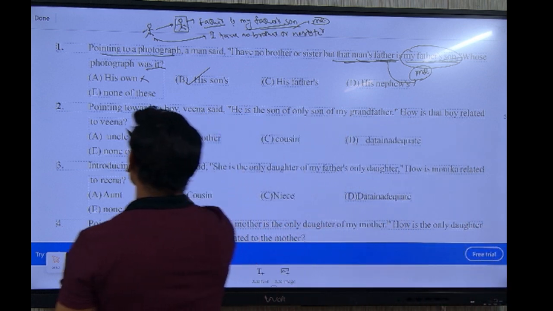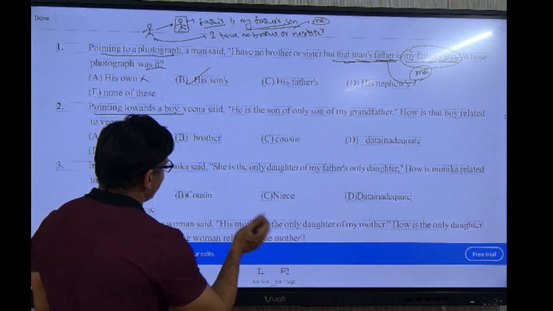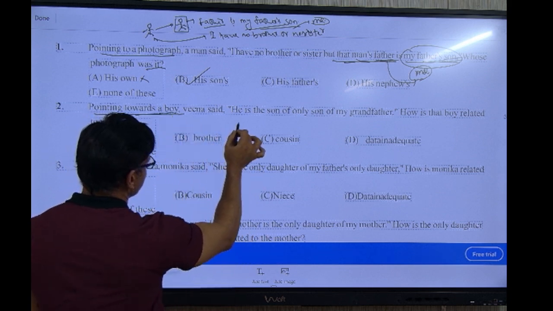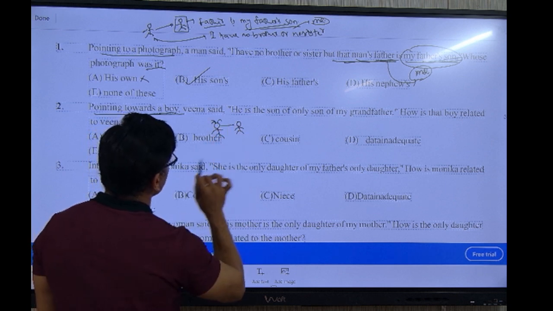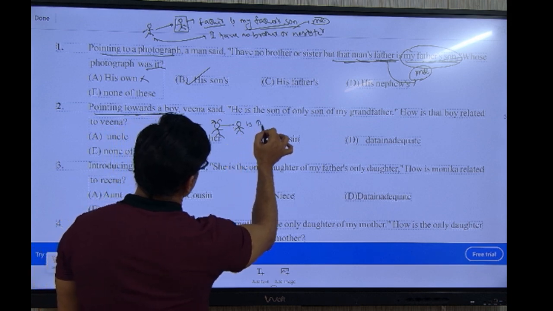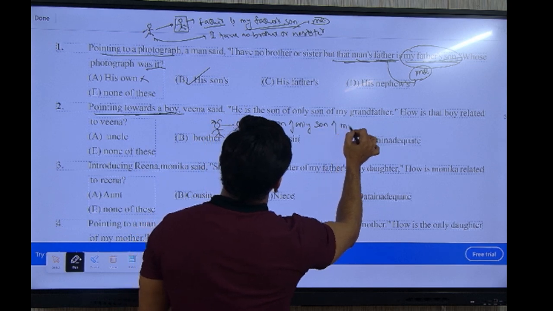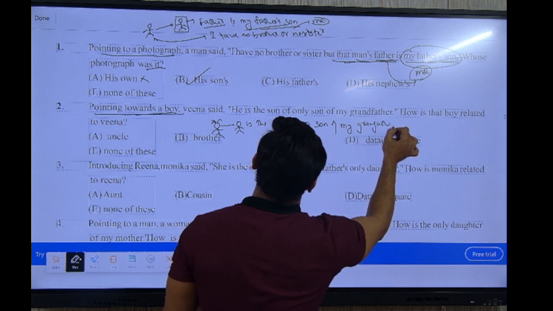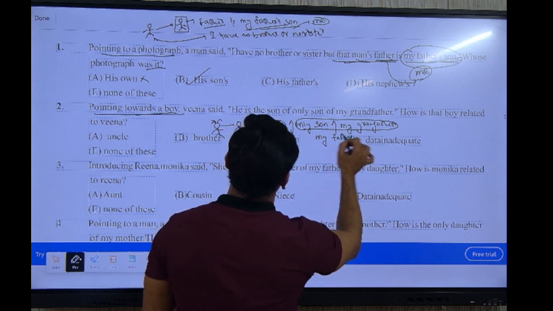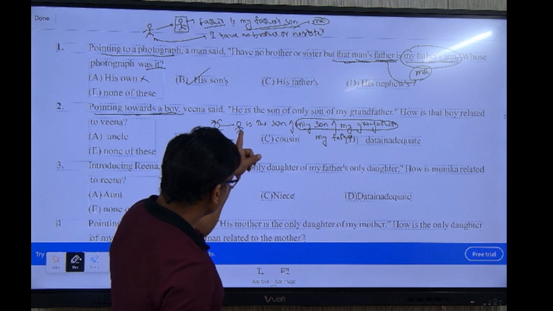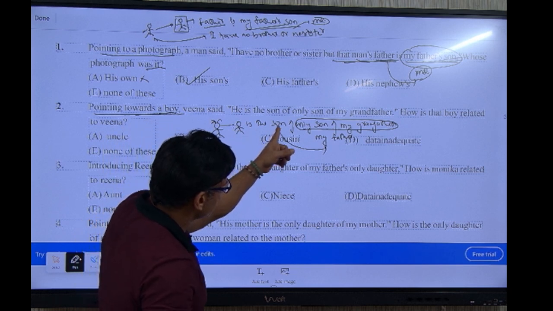Next is pointing towards a boy. Veena said. Here I have to assume Veena to be female, but not necessarily always. So there is one boy who is standing, and Veena is pointing toward him, that he is the only son of my grandfather. So who is the only son of my grandfather? My father. Now Veena is saying that this person is the son of my father.